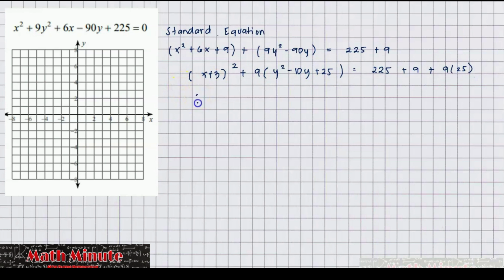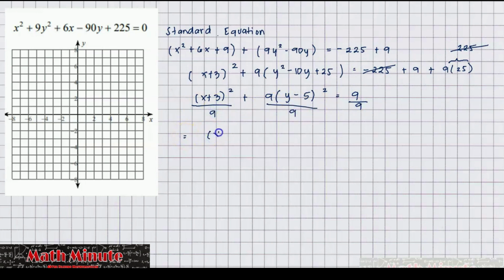So this would be equal to (x + 3)² + 9(y - 5)² = 9 times 25. By the way, this is negative. This would be equal to 225. So if we cross this out, what remains would be 9. Then we will divide all of the terms by 9.